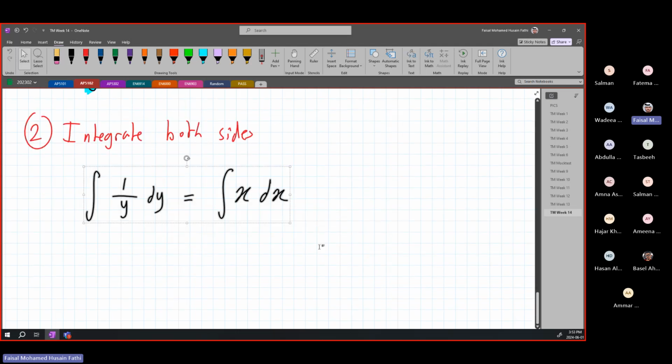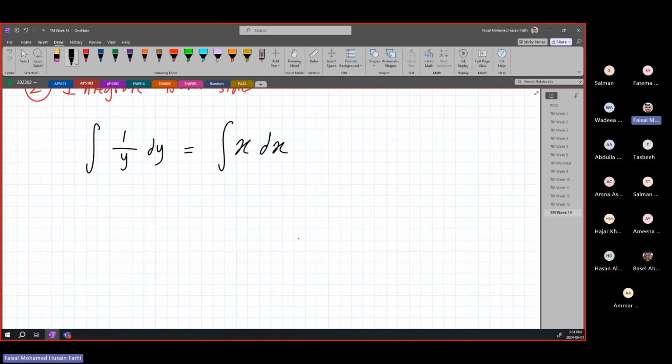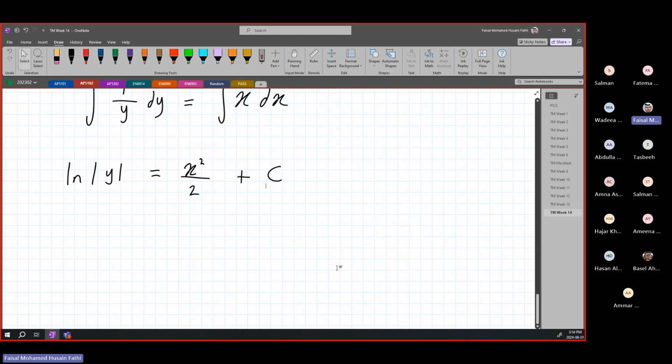Okay? So we are integrating both sides. What is the integration of 1 over y? It is going to be ln of absolute y is equal to the integration of x. What is the integration of x? X squared over 2. And then we're going to have our plus c at the end.